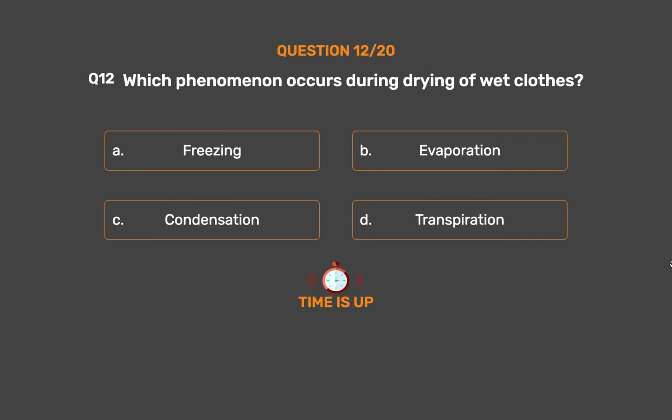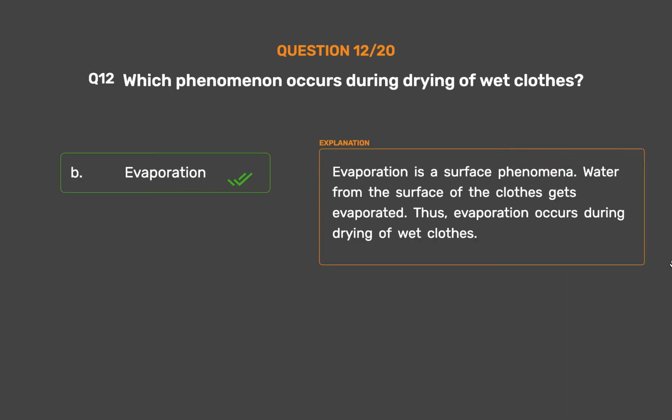The correct answer is option B. Evaporation. Evaporation is a surface phenomenon. Water from the surface of the clothes gets evaporated. Thus, evaporation occurs during drying of wet clothes.